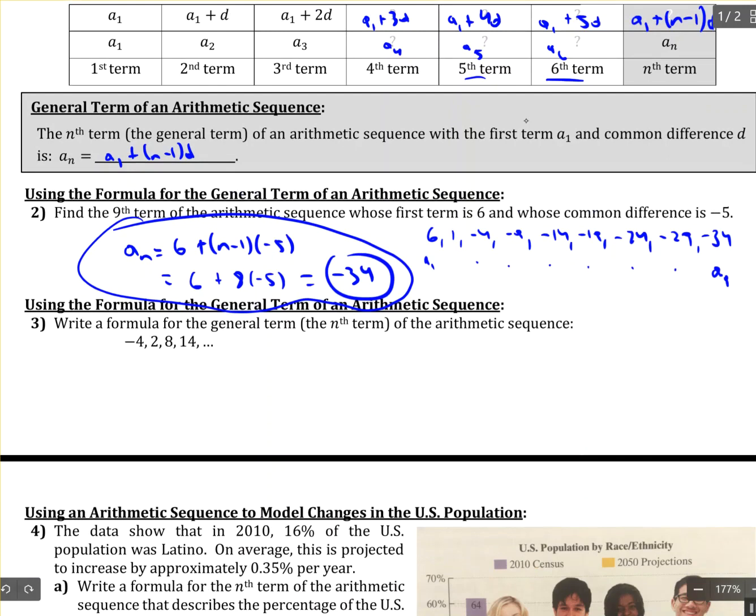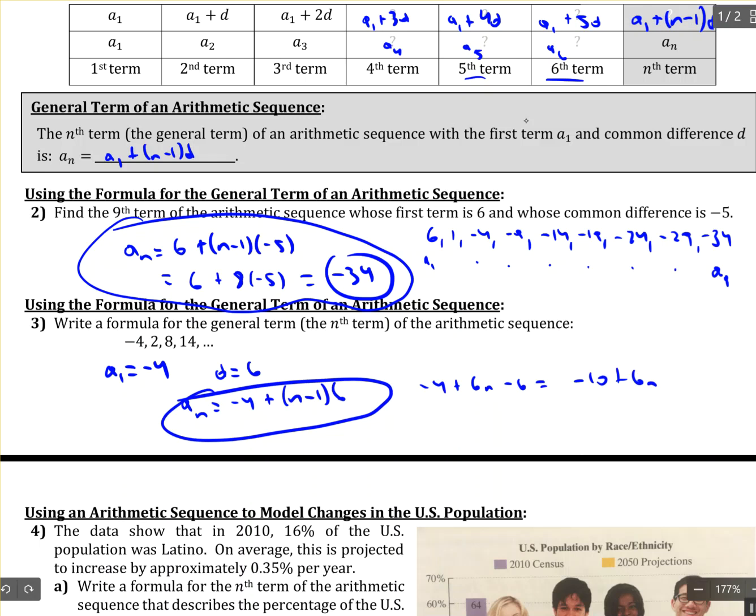Write the formula for the general term of the arithmetic sequence. So looking at this, notice A1 is just the first term, so that's negative 4. And how do I get from negative 4 to 2 and 2 to 8 and 8 to 14? Well, I'm going to add 6. My common difference is equal to 6. So an equals negative 4 plus n minus 1 times 6. And I realize you could simplify this down. You could say, well, that's negative 4 plus 6n minus 6 equals negative 10 plus 6n. I actually like to leave it like this.